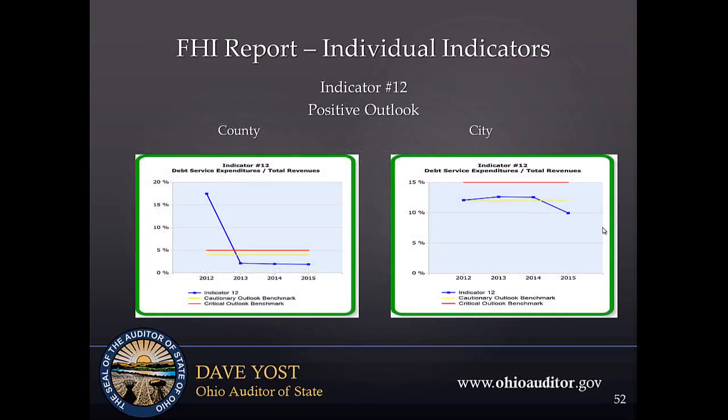The graphs for indicator 12 are represented again with the red and yellow benchmarks and the blue line and squares. In this case, we show a county between the 4 and 5% for the yellow and red. In this case, it has fallen below the 4%. For the city, we're showing between 12 and 15%, and in this case, it has fallen below the yellow line. And therefore, these are positive outlook graphs for indicator 12.